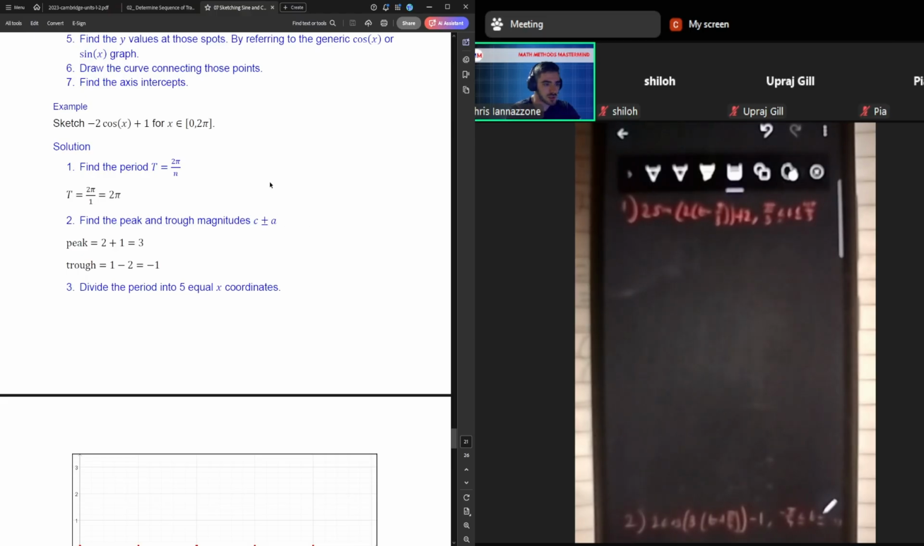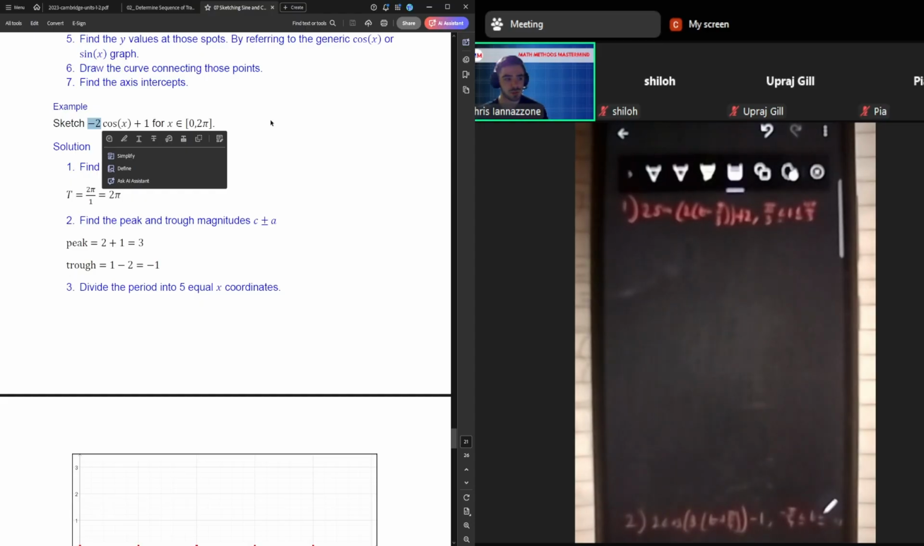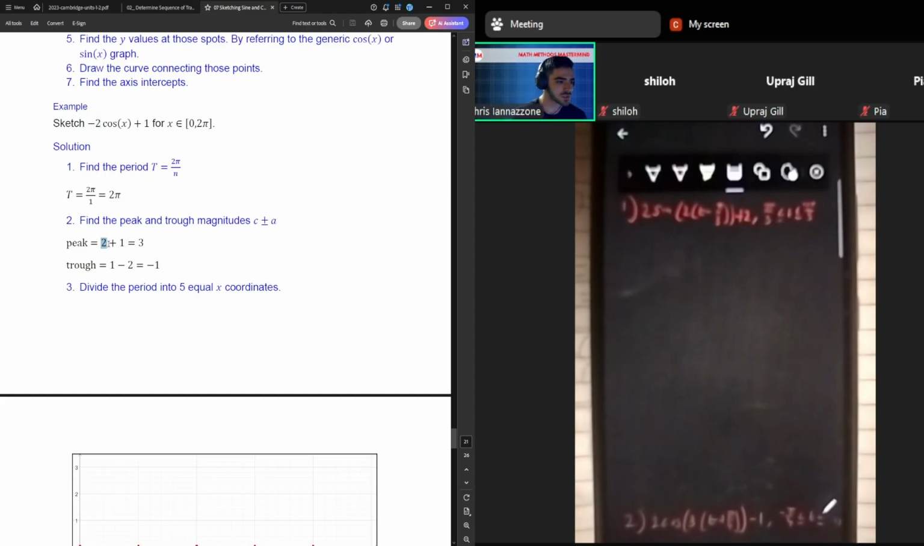From there, peak and trough. Because you have a vertical translation of 1, not only is the peak and trough going to be plus minus 2, but it's also going to be shifted up by that 1. So yes, you add and subtract 2, but you're doing it from 1 rather than from 0. It's going to give us a peak of 3, trough of -1.